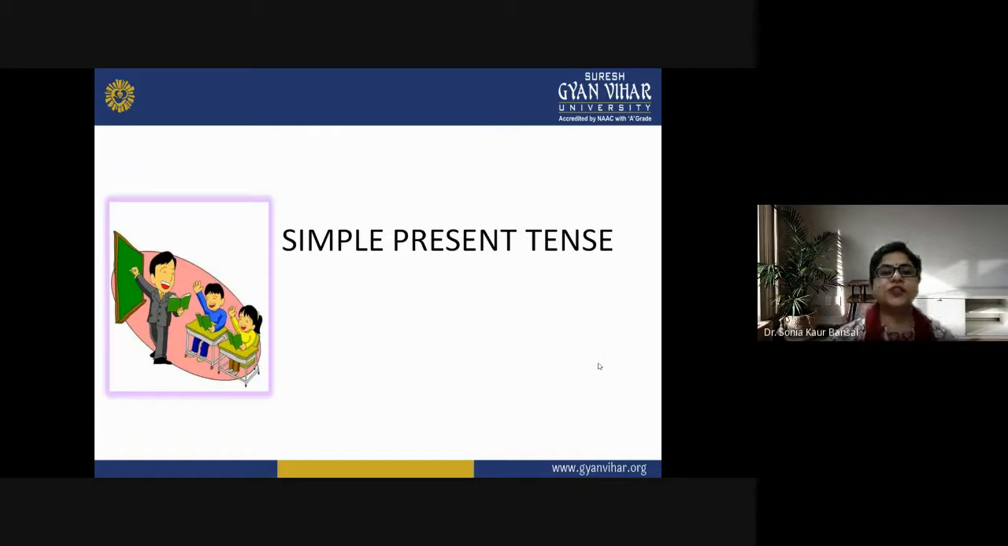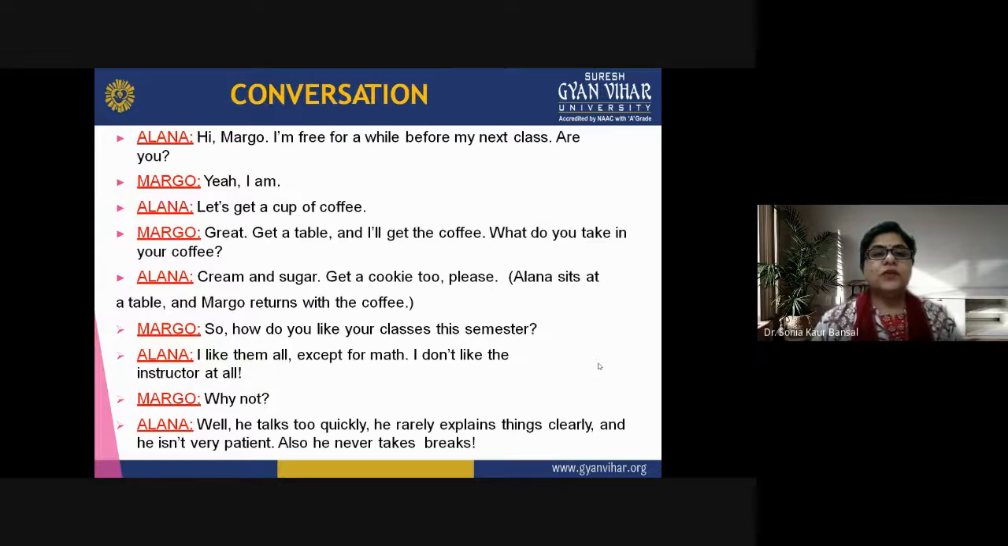Now students, let's do some exercises and understand simple present tense more elaborately, so that your knowledge becomes more and more sound about it. Clear? Now there is one conversation in front of you on your screen. I'm reading, and you just listen attentively. This is a conversation between Alana and Margot, and how they are conversing with each other.